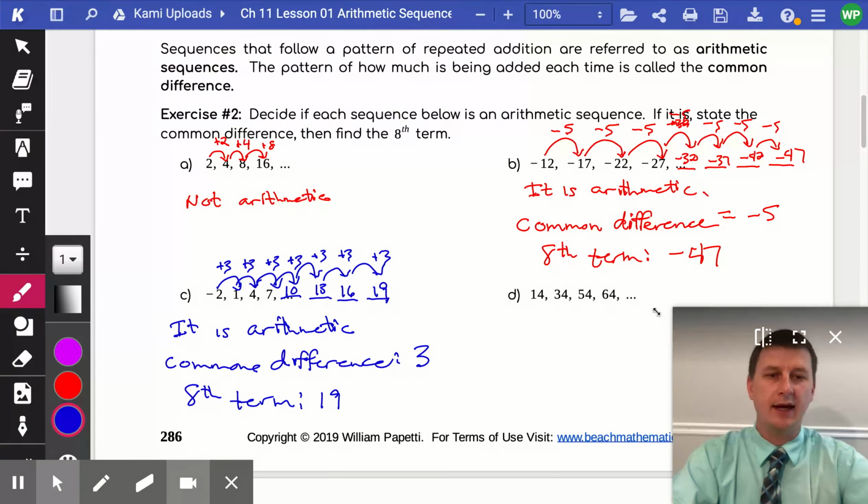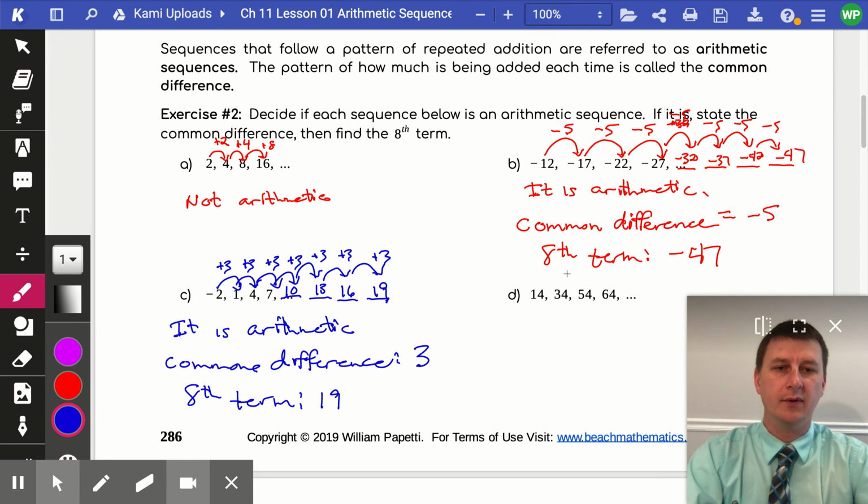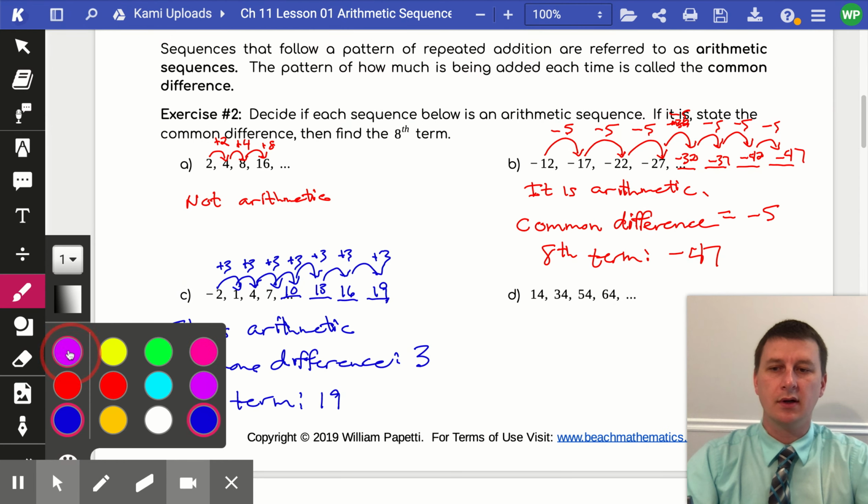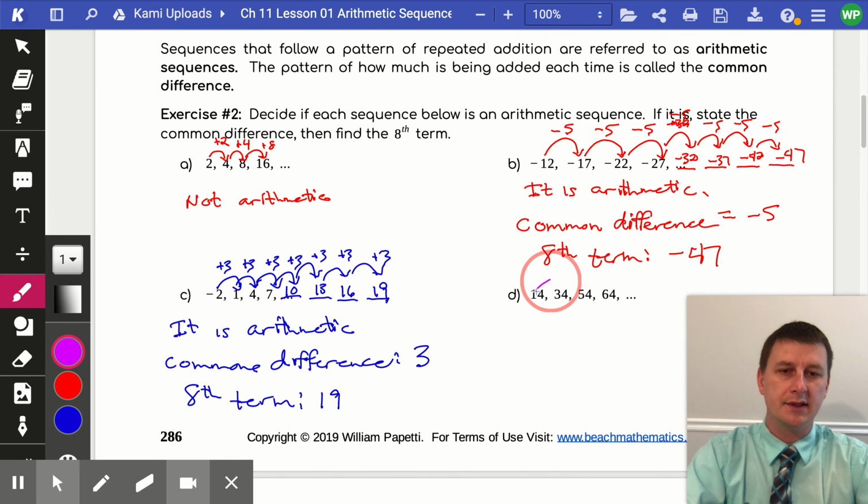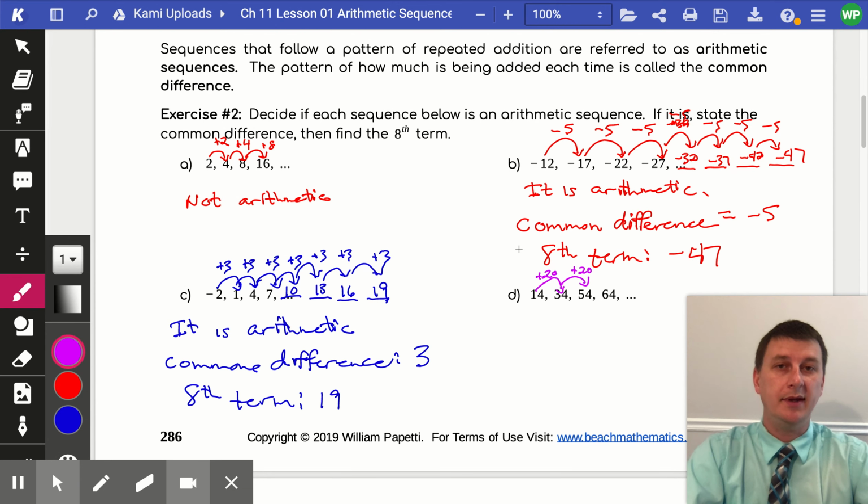And finally, we have 14, 34, 54, and 64. So we're going to take a look and we're going to see that 14 plus 20 would give us 34. 34 plus 20 will give us 54. So you see the same 20 right away. So right away, you might be thinking this is arithmetic. But just like we said before on how you wanted to look at every term in that sequence, let's take a look at our last two terms that they're giving us, 54 and 64.